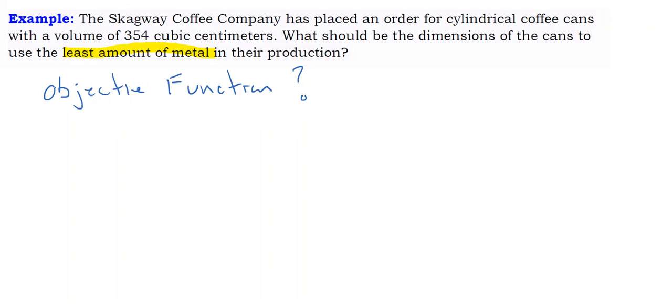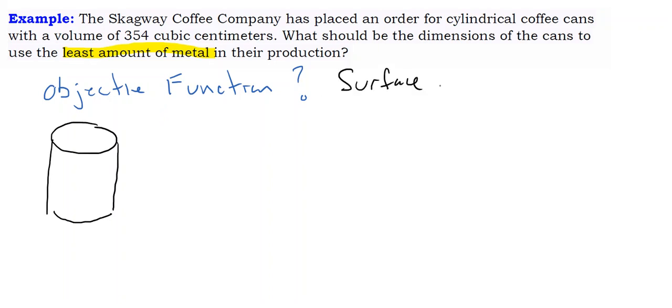So let's just draw a picture of a can. A typical can has a cylindrical top and a cylindrical bottom, a typical soup can, let's say. And we want to minimize the amount of metal that will create that can. So that is called the surface area. So surface area is what we want to minimize.